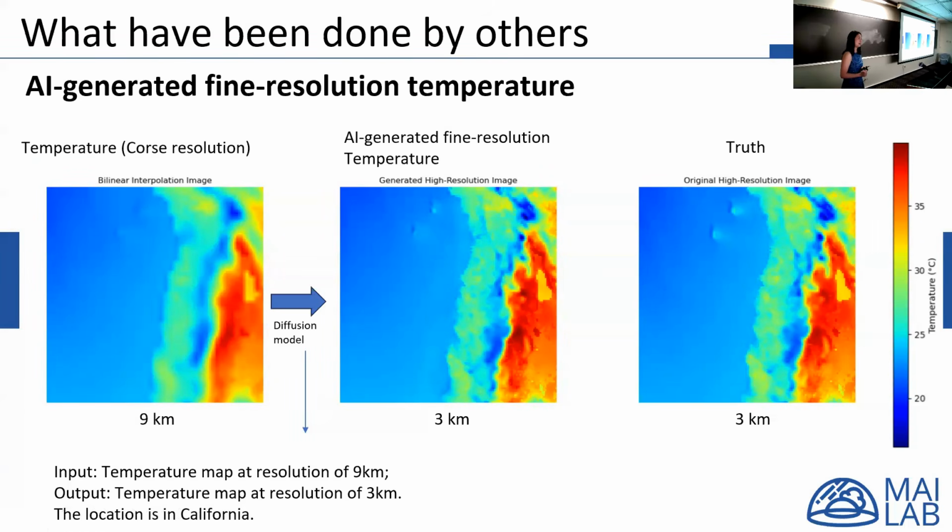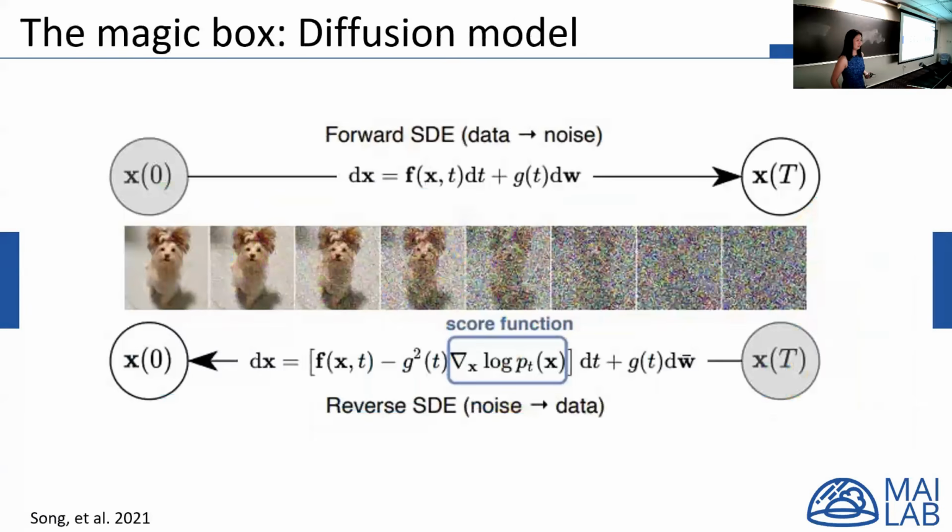And when I saw it, I thought, oh my gosh, what a magic. Because from this 9 kilometer to 3 kilometer data, only a diffusion model, one AI model applied without other inputs, it works, and I got excited. However, this is temperature, right? Everyone knows temperature's variation is not that dramatic. My background is precipitation. So I wanted to ask, can we apply this model to precipitation?